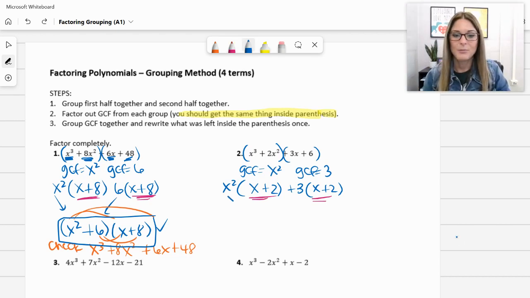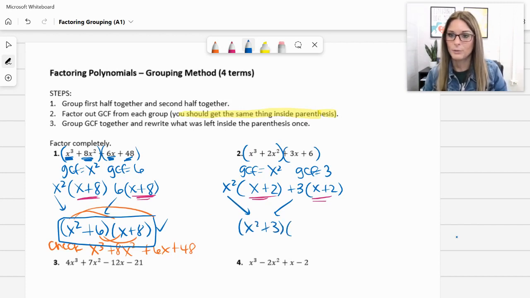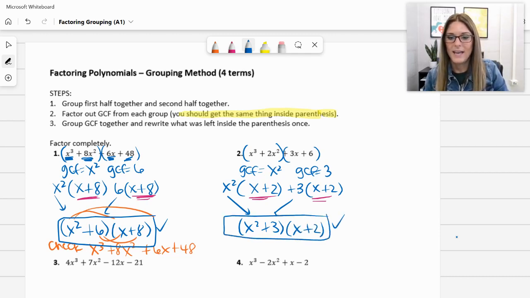So final step, we just pull these GCFs together as a binomial. So x squared plus 3. And then where we saw our parentheses matching, write it once, x plus 2. Final answer, we can check.